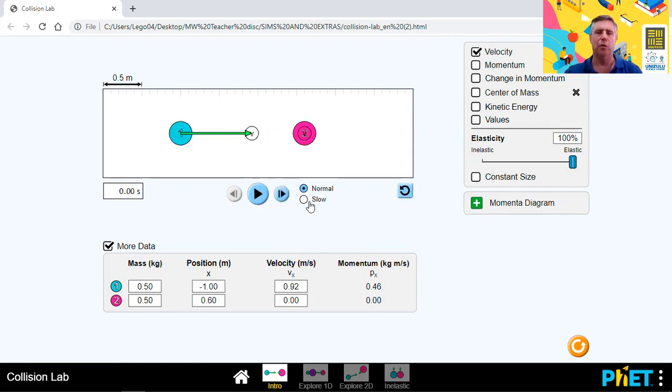Now, what's useful is we can also put this on slow motion, and we can see exactly what happens. And in the collision, all the momentum is transferred from body 1 to body 2. So that's the first example.